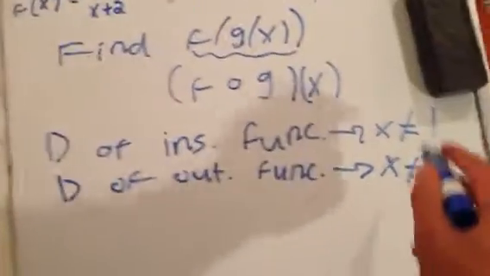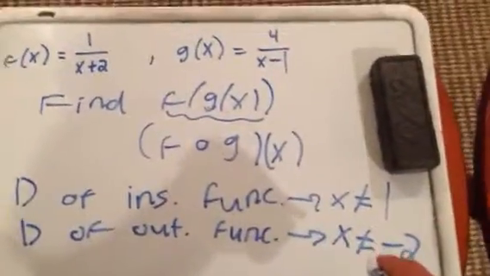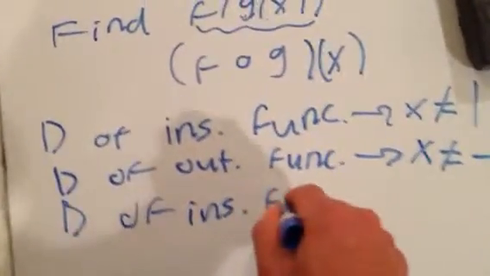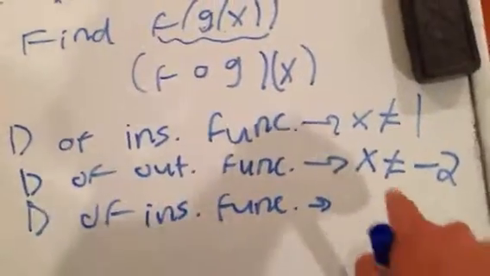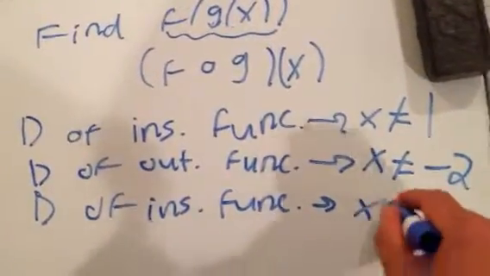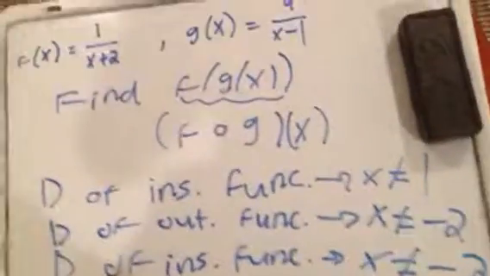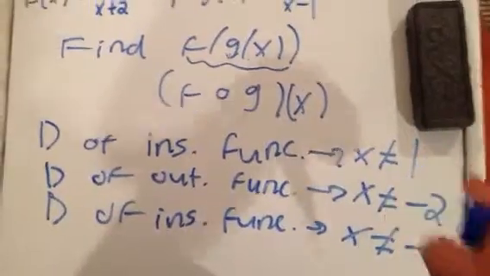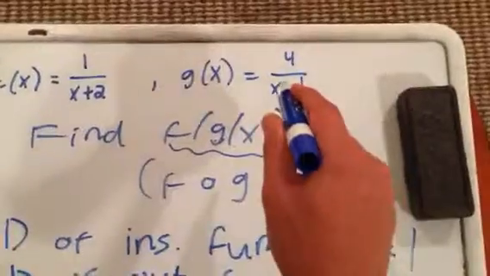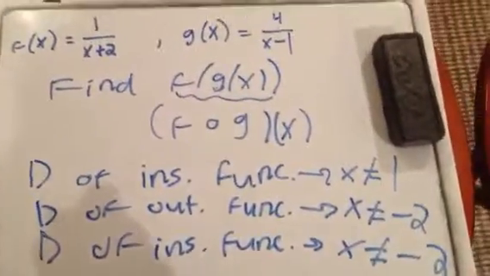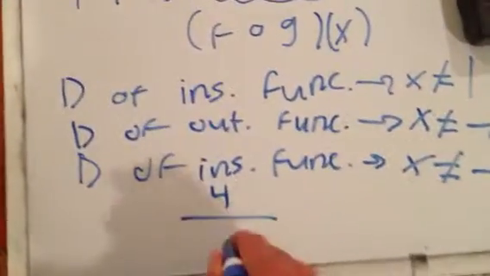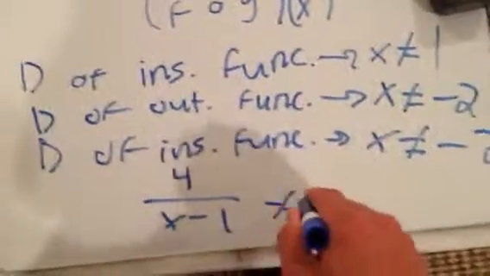Now, with those two domains, we say that the domain of the inside function also includes the restriction set by the outside function. So in other words, for the domain of the inside function, x not only cannot equal 1, but it cannot equal negative 2 either. And then we simply set the inside function not equal to negative 2 and find the x value that doesn't work either. So 4 over x minus 1 cannot equal negative 2.